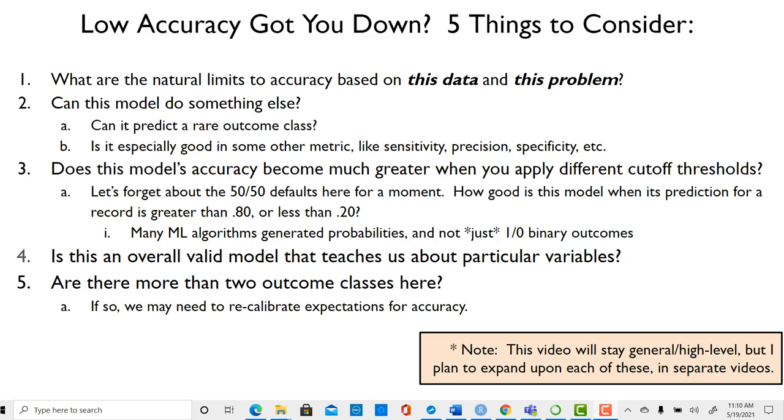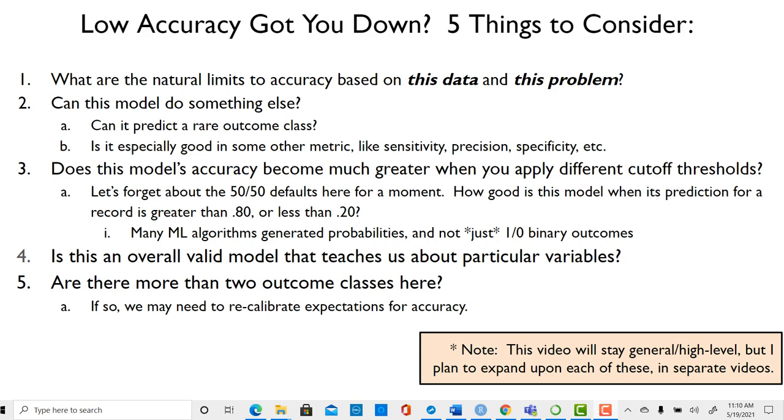Okay, number 2. Can this model do something else? Okay, so we get it. Accuracy is not sky high. Can it predict a rare outcome class? Okay, we may not care about accuracy. To use an example I sometimes go to in class with my students, if we were selling luxury yachts, each one of these things is worth millions of dollars. Every time someone buys one, we are going to book millions in revenue.